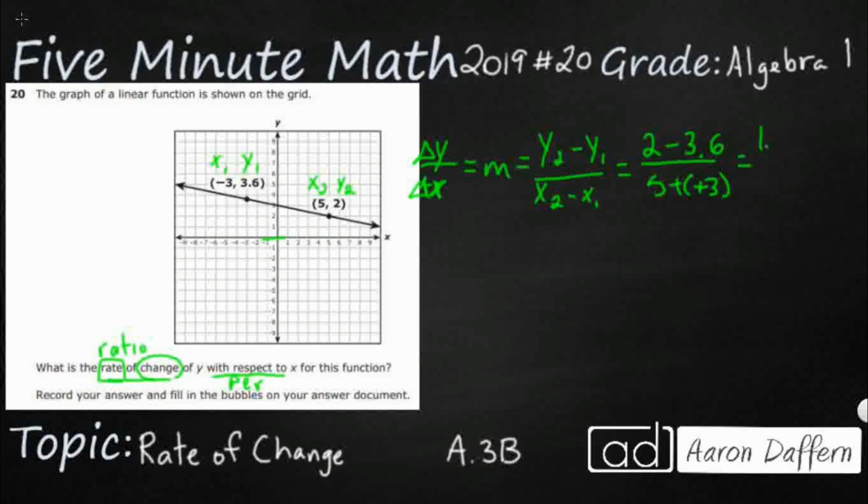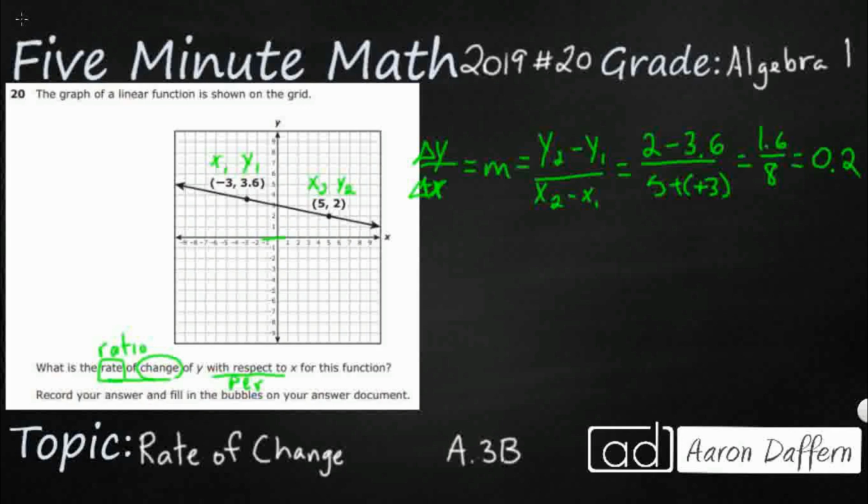So 1.6 over 8. Okay, so 1.6 divided by 8. Think of 16 divided by 8 is 2, right? So if 16 divided by 8 is 2, that's going to be 0.2, or 2/10.